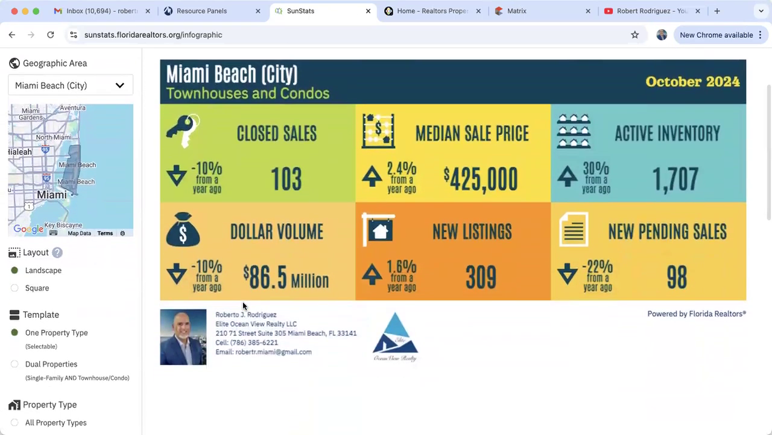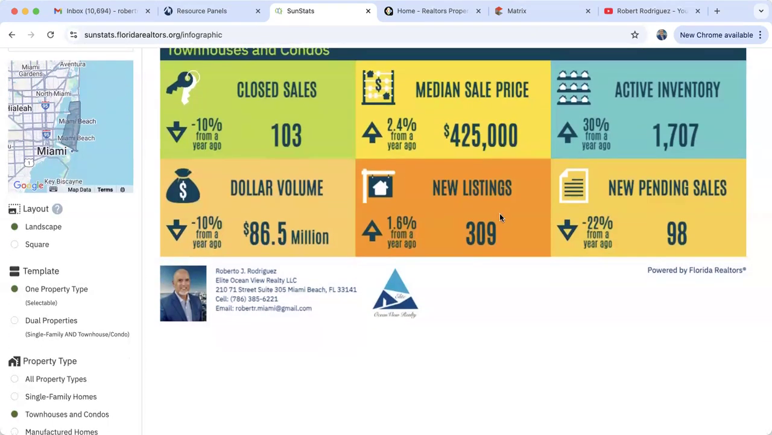All right, so right there, we created a marketing piece that says there were 103 closed sales in October 2024 for condos in Miami Beach. That's down 10% from a year ago. Then we have over here median sales prices, 425. That's up 2.4% from a year ago. So closed sales are down, yet prices are still up. Go figure. We have 1,707 active inventory. That's a 30% increase from a year ago. And then you have your new listings, your pending listings, and your dollar volume.